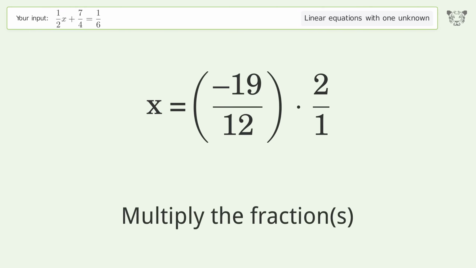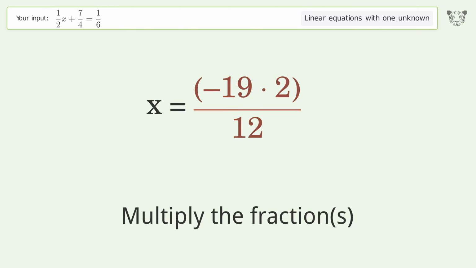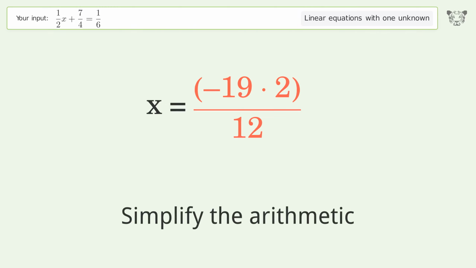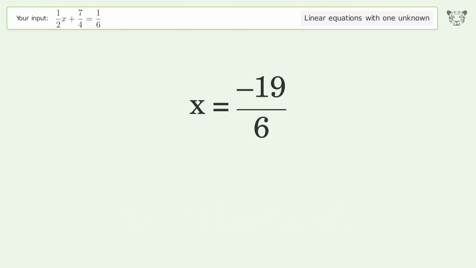Multiply the fractions. Simplify the arithmetic. And so the final result is x equals -19/6.